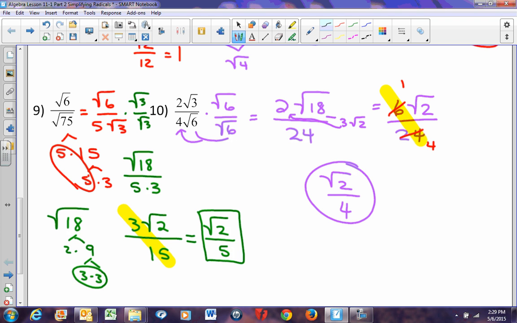Rationalizing the denominator is a very important skill that you'll use in many, many, many other math classes. And you'll use it a lot in geometry. So you need to learn how to do it properly and efficiently. So that's just how you divide with radicals.